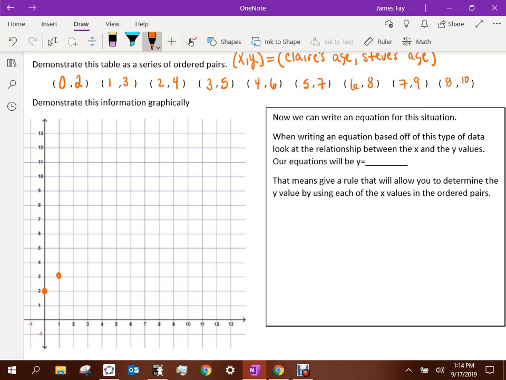2, 4. Start at 0, 0 again. Go over 2. Up 4. 3, 5. Start at 0, 0. Go over 3. Up 5.